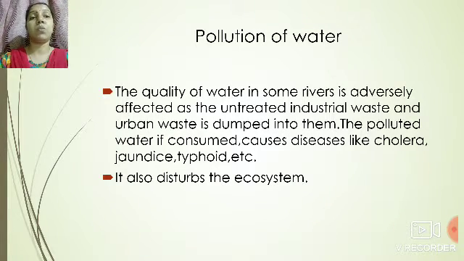Then we have the pollution of water. The quality of water of many rivers is being adversely affected by untreated waste from industries and from the urban areas. Water diseases such as cholera, jaundice, typhoid spread, and it also disturbs the ecosystem. Ecosystem is a system of beings in harmony between the flora kingdom, the fauna kingdom, and the human beings. If the water is badly affected or treated, then the marine life in the water bodies will get disturbed, they will die, which will affect the whole ecosystem.